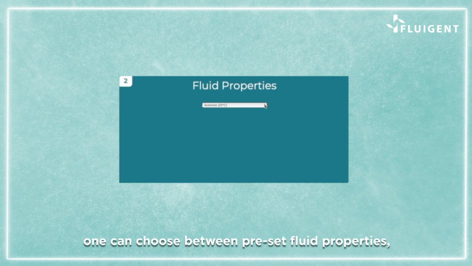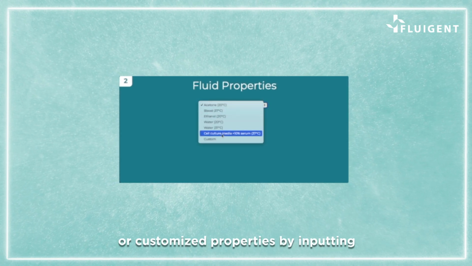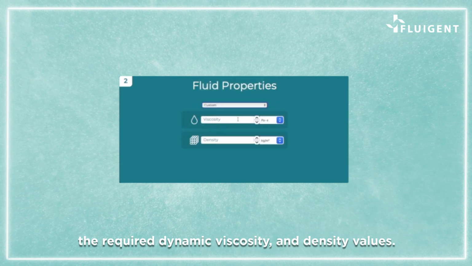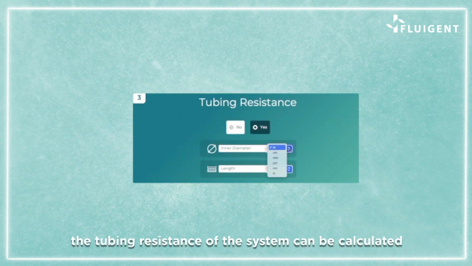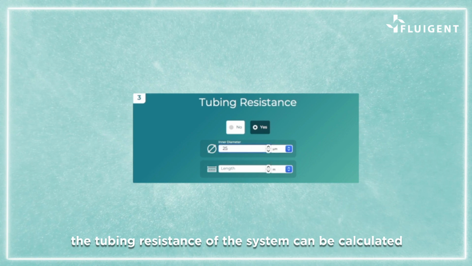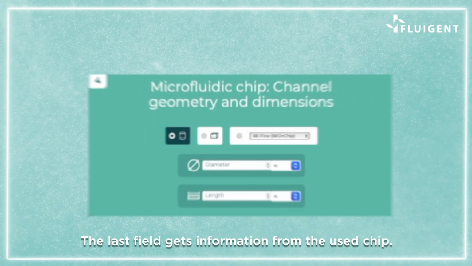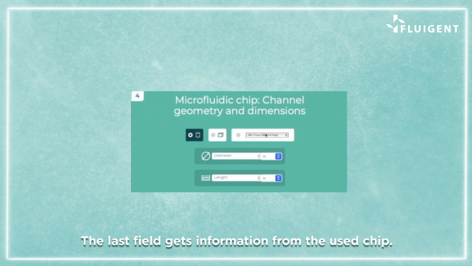One can choose between preset fluid properties or customized properties by inputting the required dynamic viscosity and density values. Negligible or not, the tubing resistance of the system can be calculated by inputting the inner diameter and the length of the fluidic path. The last field gets information from the used chip.